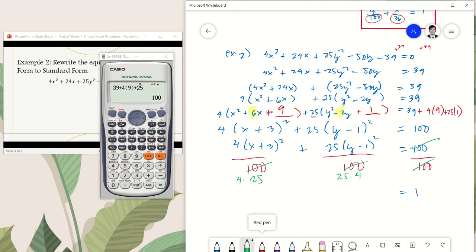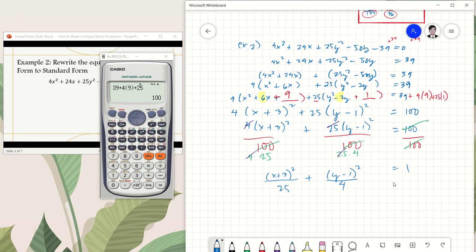Then, we can cancel out the common factor in the numerator and denominator, which is the 4. Here, 25. So what remains is the quantity x plus 3 squared over 25 plus the quantity y minus 1 squared over 4. So there you go. That's our equation in standard form.